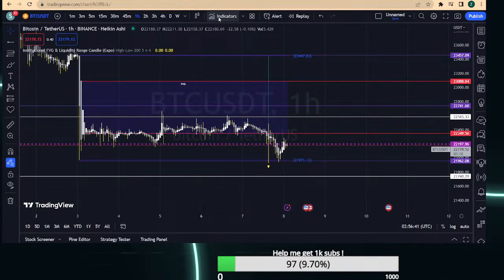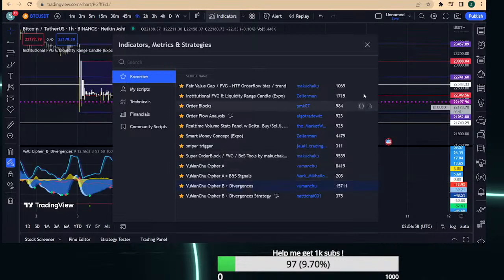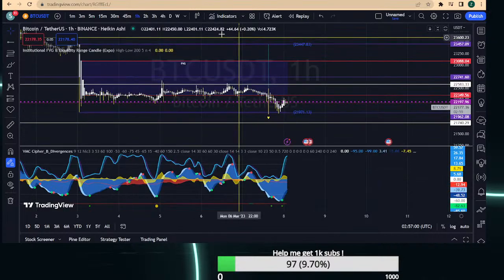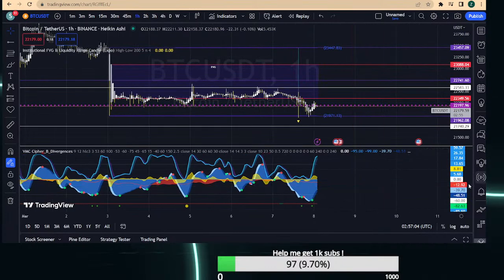So let's add the indicator. And the first one we're going to add is this one right here: Fu Manchu Cipher B plus divergences, or VMC for short. It's one of the more popular ones on TradingView. So just go ahead and click that. And just looking at the hourly here.